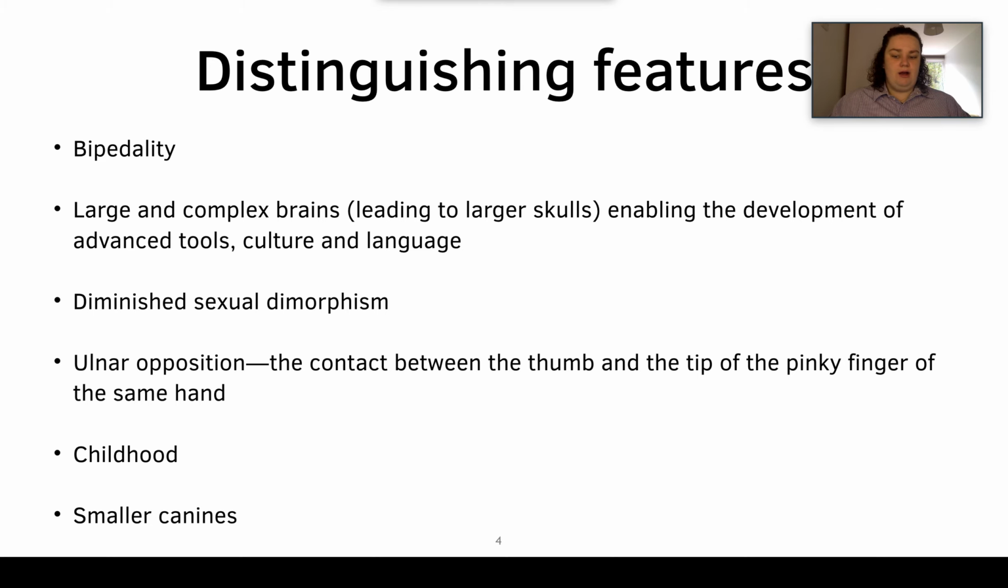We also are able to touch our thumb and pinky finger together on the same hand, and that is known as ulnar opposition. I don't know what makes that a distinguishing feature, but it's quite a cool feature that we can do. We also have longer childhoods and the concept of a childhood. Apes have a juvenile stage, but their juvenile stage to adulthood is a lot quicker than it is for us. We also have really reduced canines compared to other apes. So our canine teeth are these ones, and they're much smaller than great apes, such as gorillas or chimpanzees.